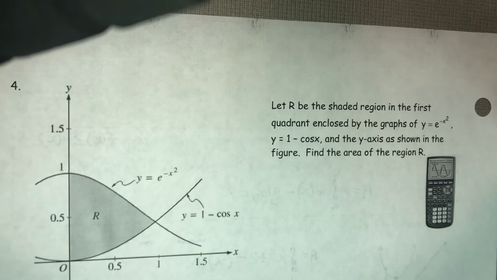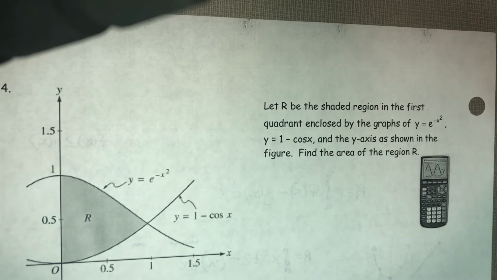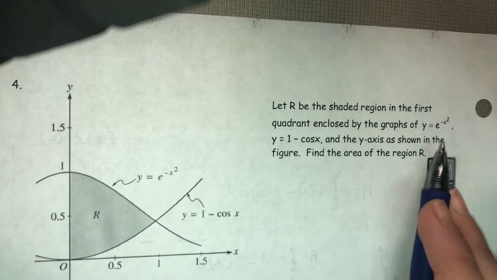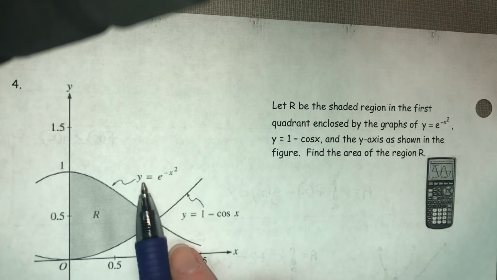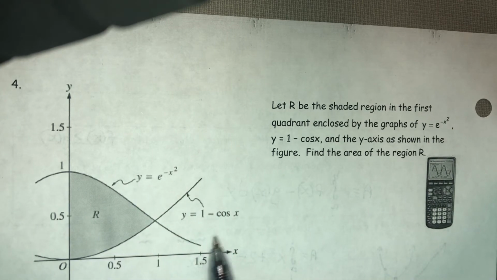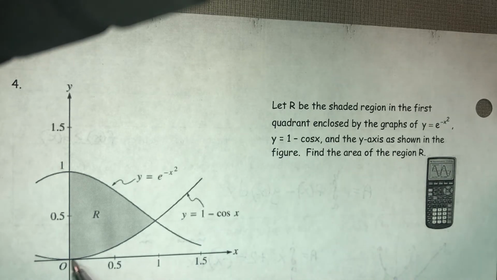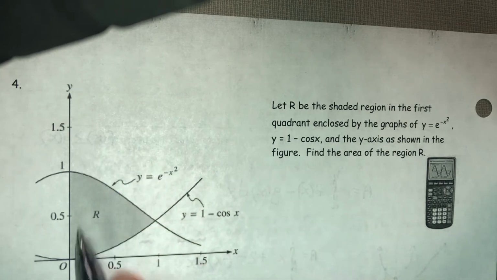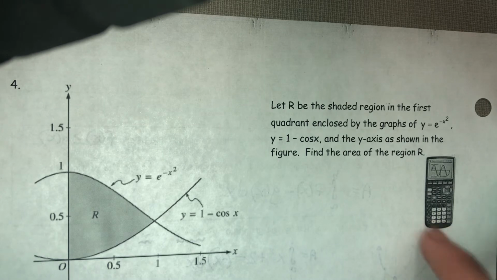So the next problem says, let R be the shaded region in the first quadrant enclosed by the graphs of y equals e to the -x squared power, which they have that graph shown right here. Y equals 1 minus the cosine of x, which is this one right here, and the y-axis as shown in the figure. Find the area of the region R, and this is a calculator problem, okay?